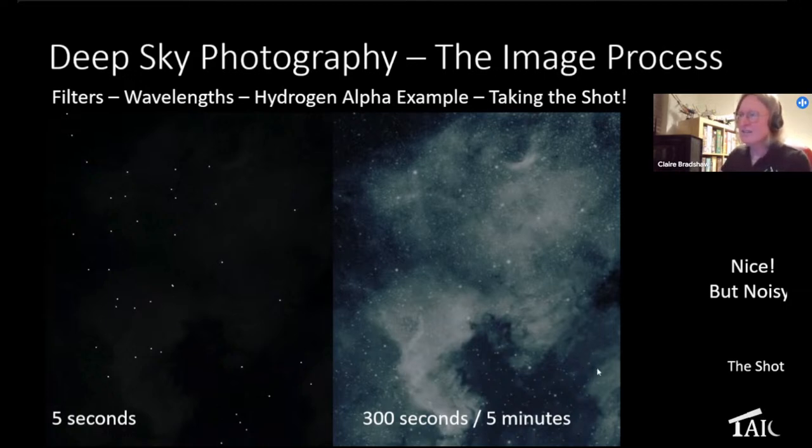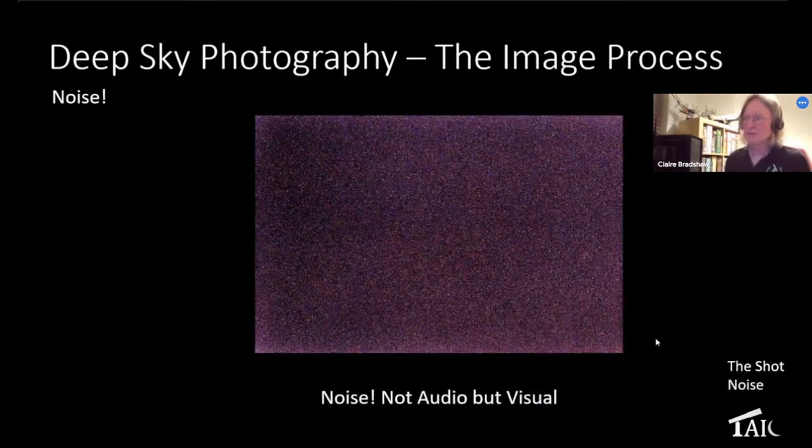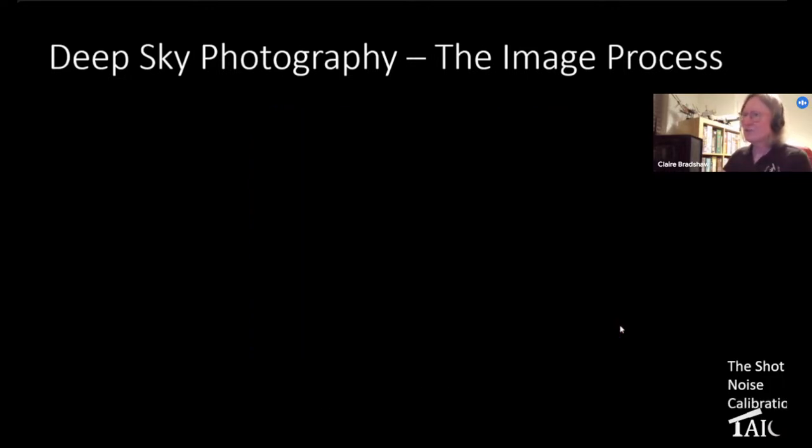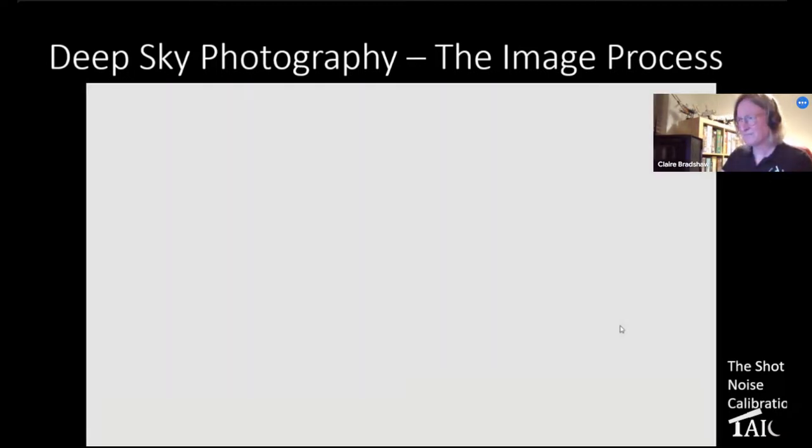And noise is not audio noise, but visual noise. So just one photograph is not good enough. We need to take multiples. But by taking multiples, we end up getting noise into our pictures, and we have to get rid of this noise. There are different types of noise, which everyone will be happy to hear. We use calibration files to get rid of them.